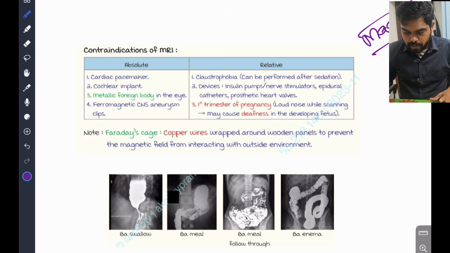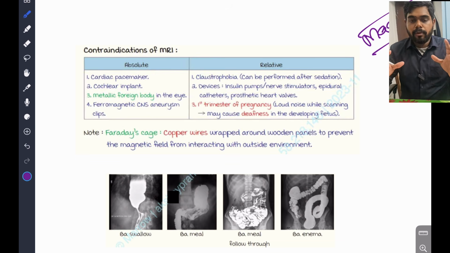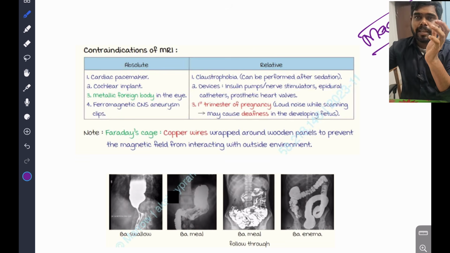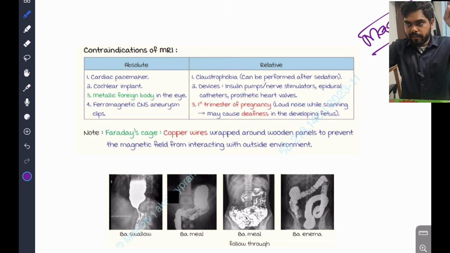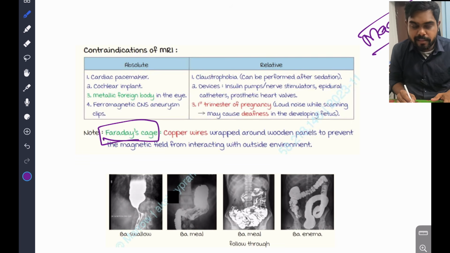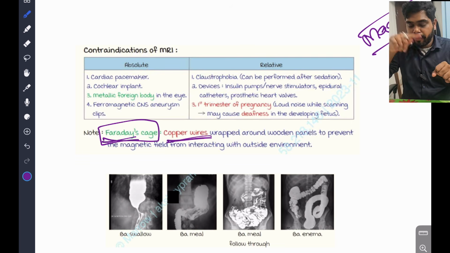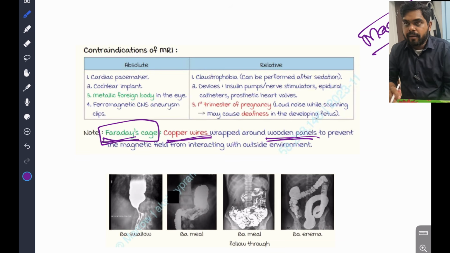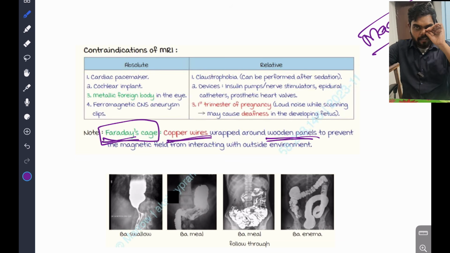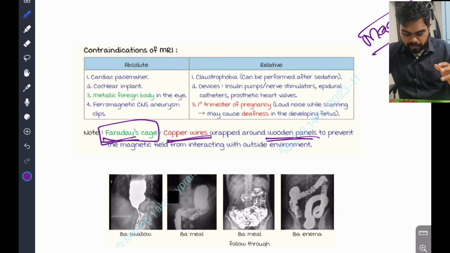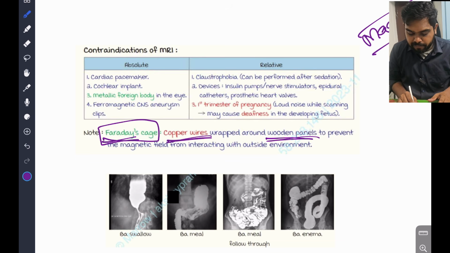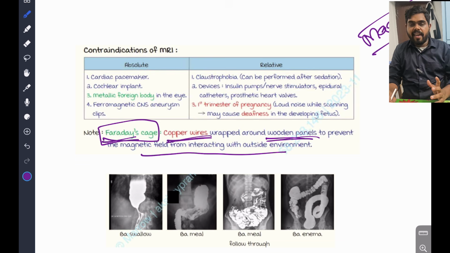So this magnetic energy will be there. For example, if your MRI machine is not covered properly and you are working with some metallic thing, it will cause magnetic attraction and problems to the person. So we have to cover the area, and that energy should be restricted and shouldn't transmit. We have something called Faraday's cage, made up of copper wires wrapped around wooden panels. The copper will be wrapped multiple times to prevent the magnetic field from interacting with the outside environment. So Faraday's cage is important.